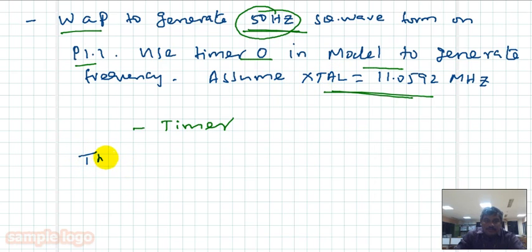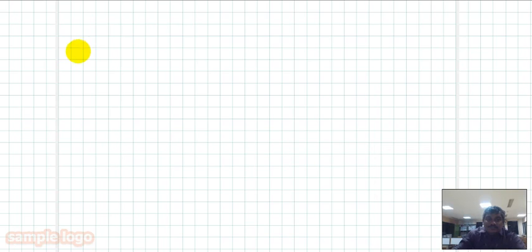So can you remember there are registers called TMOD and TCON. Two registers we have discussed in last class. The TMOD register is used to configure modes, and the TCON register is used to start or stop the timer and to check the overflow rate. And in this problem statement, you are going to use timer 0 in mode 1.